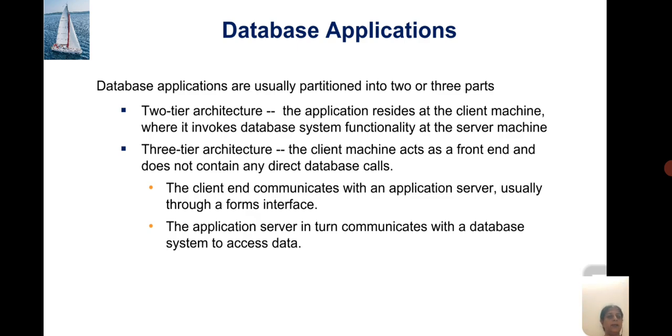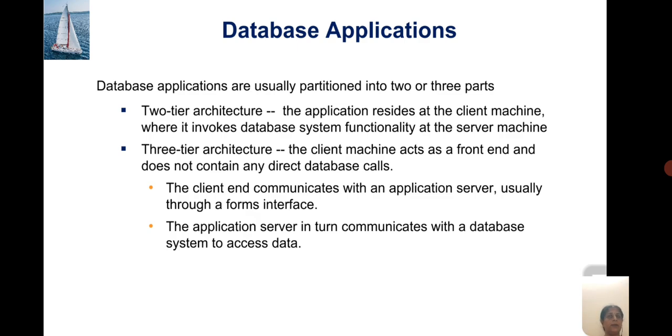Coming to three-tier architecture, apart from the client and the server, you have an interface in between the client and the server which is called the application server. So the client will have only the applications and it will not have any direct calls to the server. Instead, it will contact the application server, which forms the interface and goes and accesses the database system which resides in the server machine. If that is the case, it is categorized as the three-tier architecture.